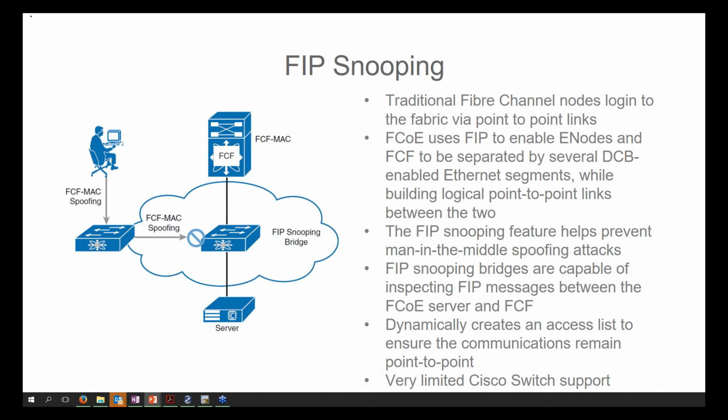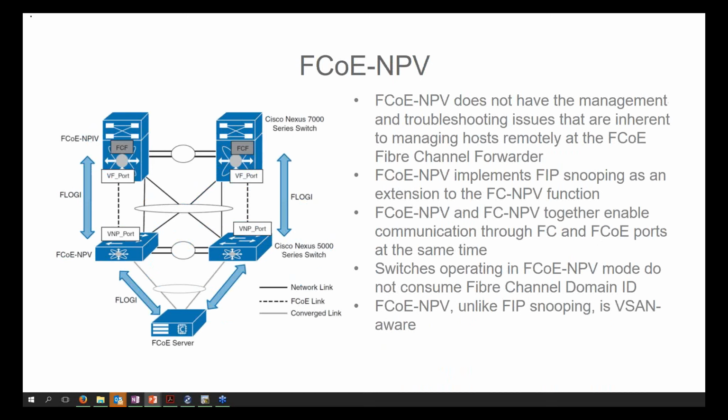FCoE NPV is an enhancement of FIP snooping functionality, and it still provides a secure method to connect the FCoE capable host to an FCoE fibre channel forwarding switch. FCoE NPV doesn't have the management and troubleshooting issues that are inherent to managing hosts from the fibre channel forwarder, because fibre channel over Ethernet NPV implements FIP snooping as an extension of its function, and it enables communication through fibre channel and FCoE ports at the same time. They also don't consume a fibre channel domain ID.